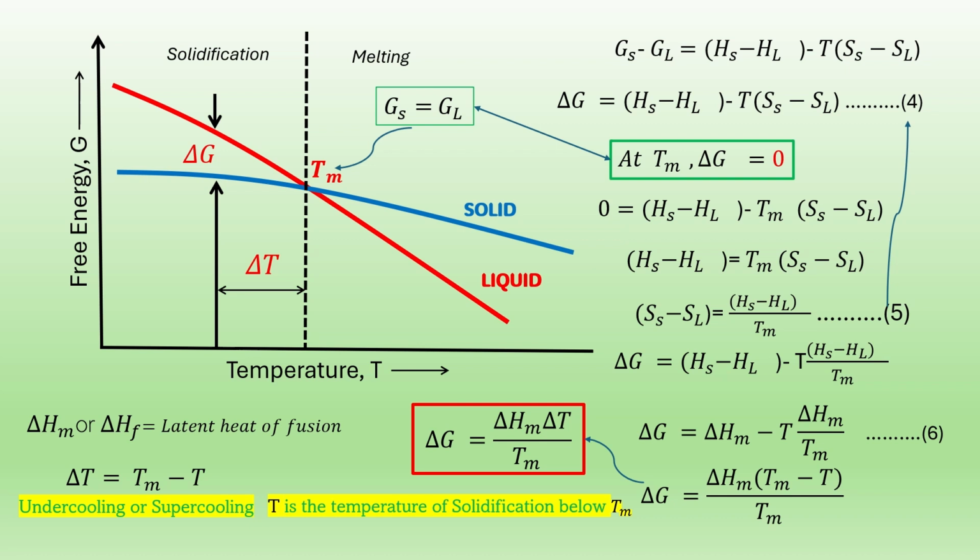Here delta Hm, or sometimes referred to as delta Hf, is known as the latent heat of fusion, defined as the amount of heat required to convert the solid into a liquid at the melting point without any change in temperature. And delta T is known as supercooling or undercooling, which tells how much we are cooling below the melting temperature Tm. Thus here we have understood and derived the necessary relation relating free energy change with the enthalpy of fusion, undercooling, and melting temperature.